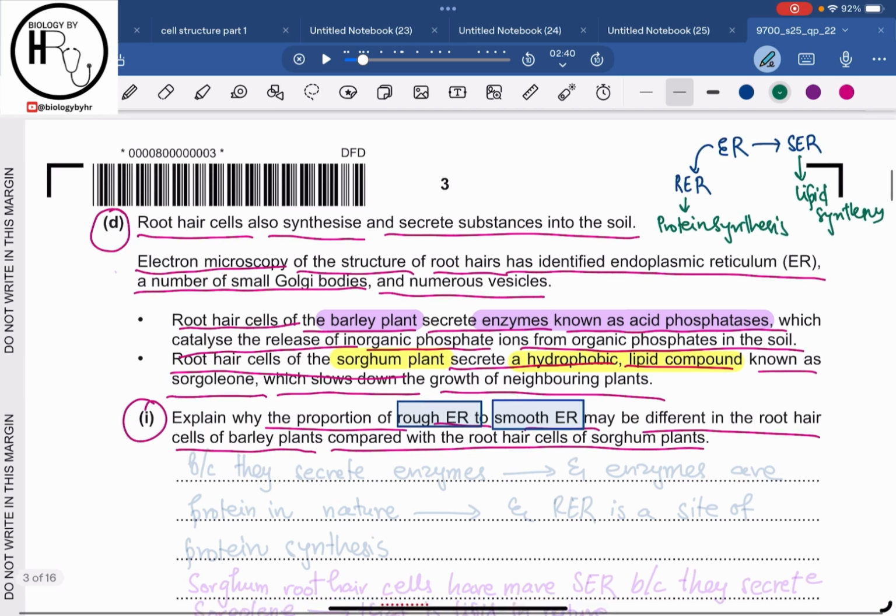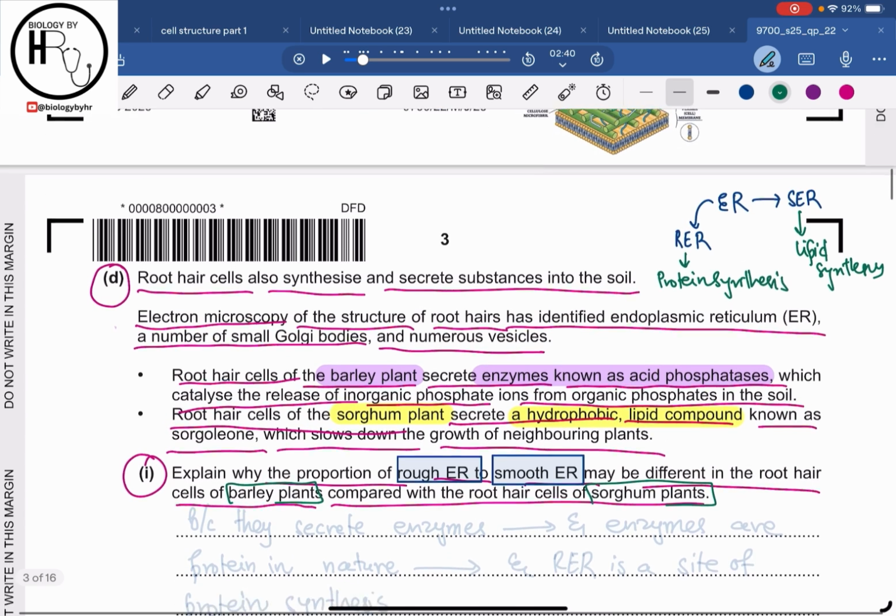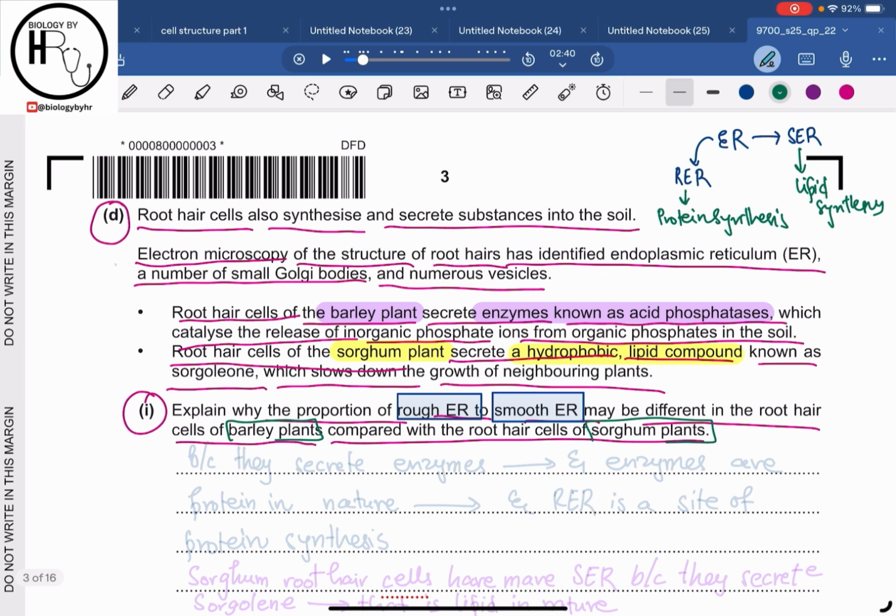Now in the question they are asking why the proportion of the rough endoplasmic reticulum is higher in the cells of the barley compared with the root hair cells of the sorghum plant. In the barley plant, they are secreting enzymes, which are known as acid phosphatase, and we know that enzymes are proteins, and proteins are synthesized in the rough endoplasmic reticulum. So because they are secreting the enzymes known as acid phosphatase, and enzymes are protein in nature, the rough endoplasmic reticulum is more in the barley plants.